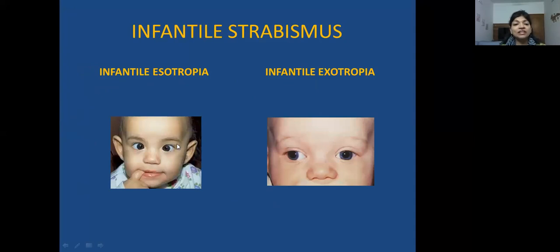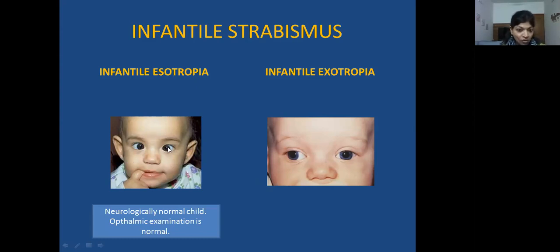So you can have an infantile, it could be either an esotropia, where the eye deviates inwards, or an exo, like in this condition where it deviates outwards. Now, just to differentiate, if you have an infantile esotropia, in most of these babies, the neurological exam will be normal and the ophthalmic examination is normal. So it's not a worrisome problem, except for the fact that yes, these children are going to need surgery to correct the squint.